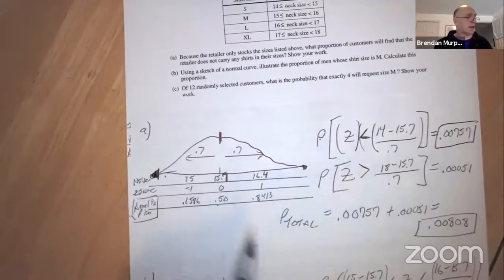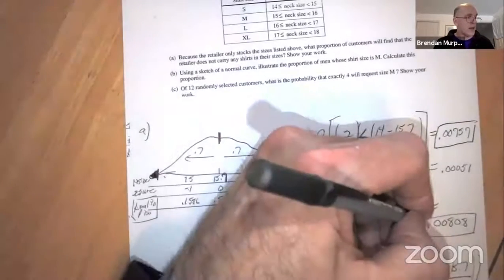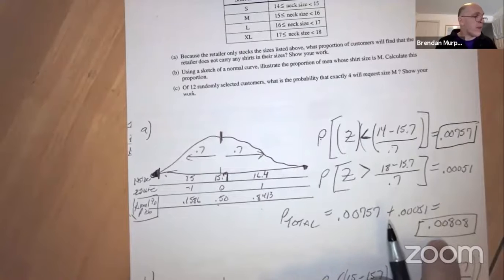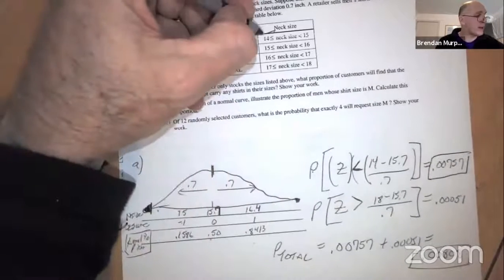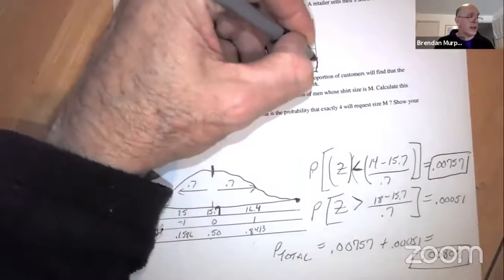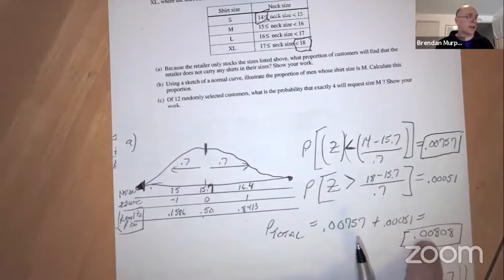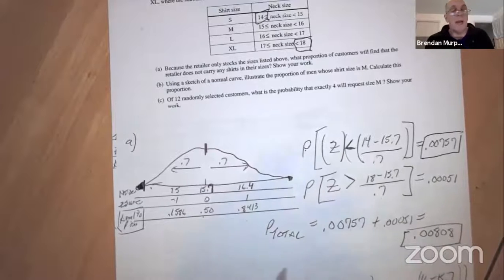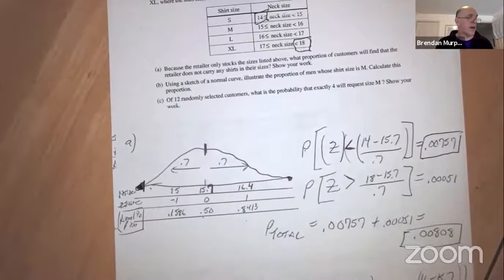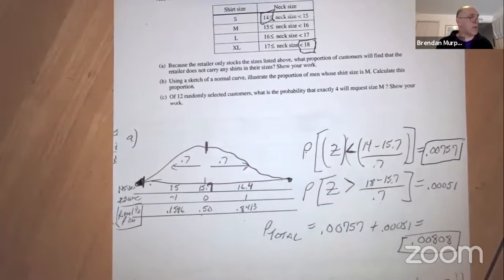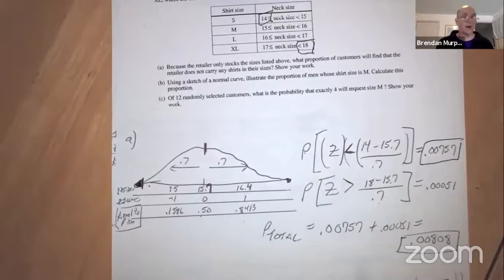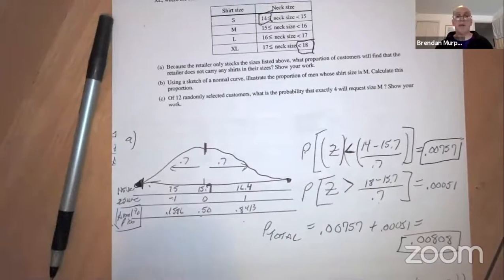0.00051. I added those together, and so the proportion of customers who can't fit in this neck size, 14 to 18, is really pretty small, right? It's less than 1%. That makes sense. I want to sell shirts to pretty much every male out there, and I want to sell a lot of shirts, and I'm trying to manufacture them so that they sell. So let's just go to the calculator, and I'll show you where I got those numbers from.